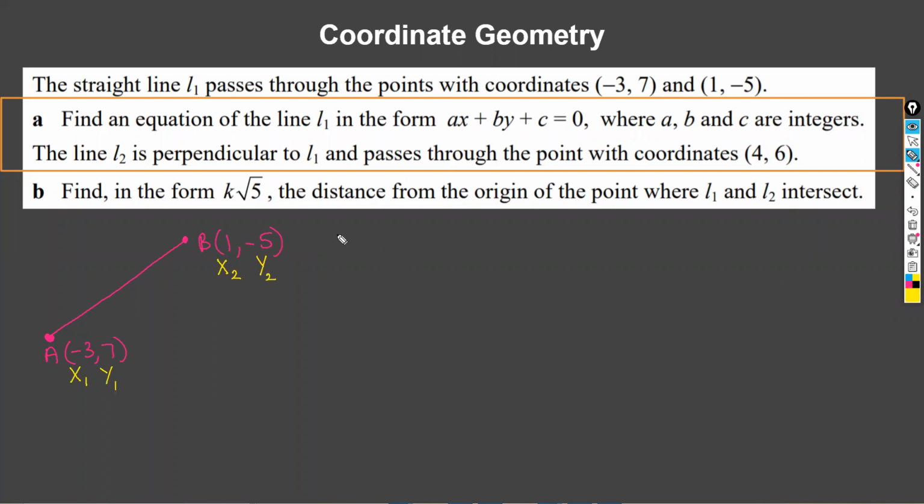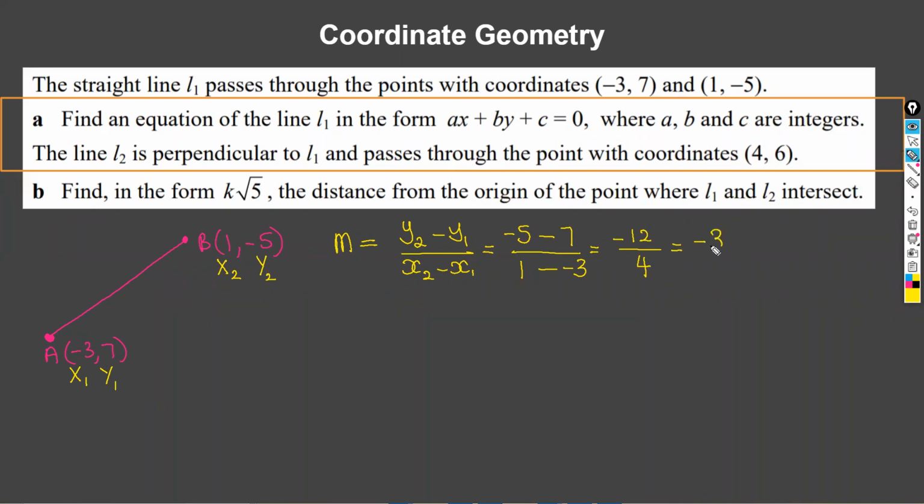Remember, I said the first thing we should try to do is find the gradient. The symbol for gradient in the homework was m. And of course, everyone would have seen or remembered this formula by now. So let's calculate the gradient and see if everyone is on the right track. So it's y2 minus y1, so it's -5 minus 7, divided by x2, which is 1, minus x1, which is -3. You notice underneath 2 minus signs end up touching. So on top, we get -12, and underneath we get +4, because 2 minus signs touch to give you a positive.